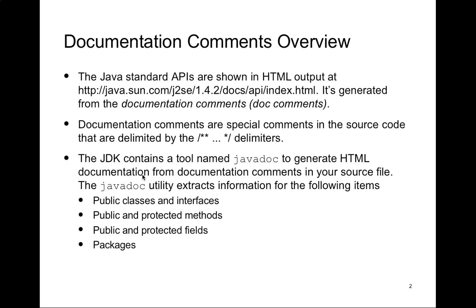All right, so the JDK contains a tool named Javadoc. You actually type in javadoc. You don't have to do that if you're running with Eclipse. There's an option for it to create the Javadocs, and you'll see it at the bottom of the screen. It creates HTML documentation from documentation comments in the source code. So the Javadoc utility extracts information from the following items. This is what you can get documentation for: public classes and interfaces, public and protected methods, public and protected fields, which are the data members, and packages.